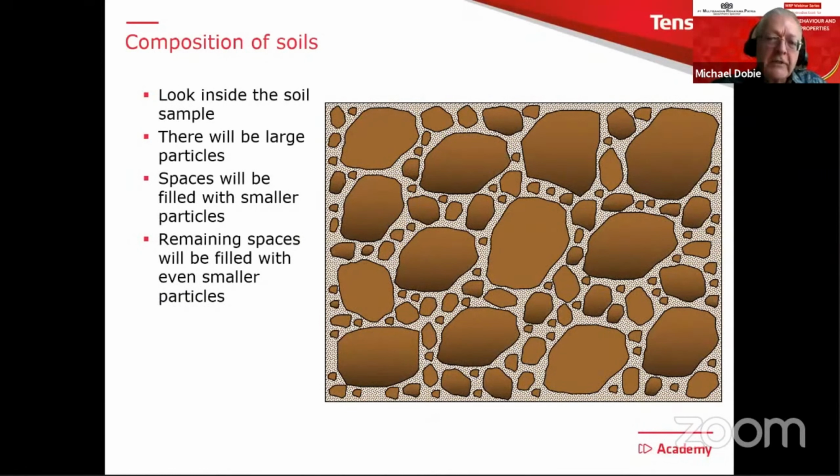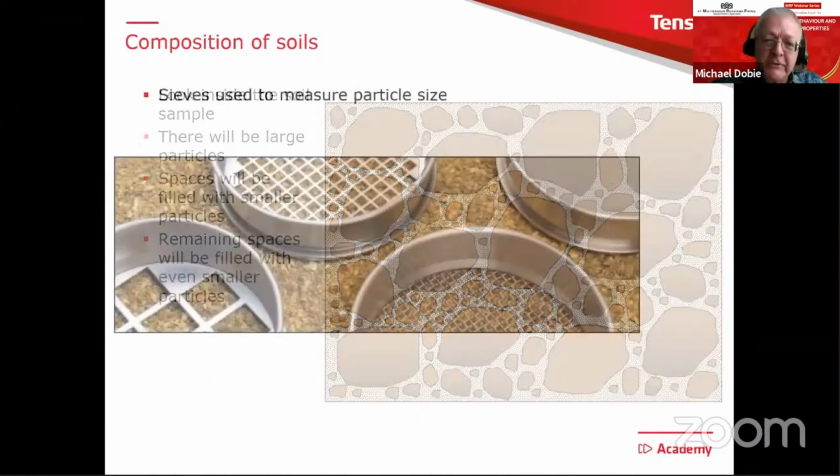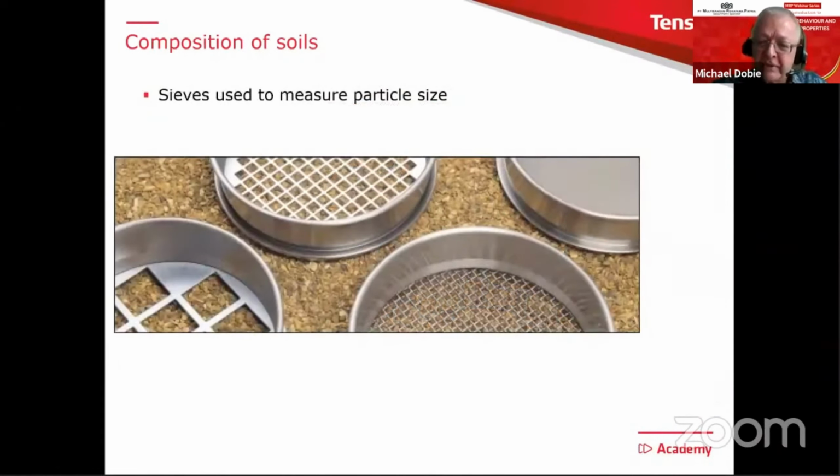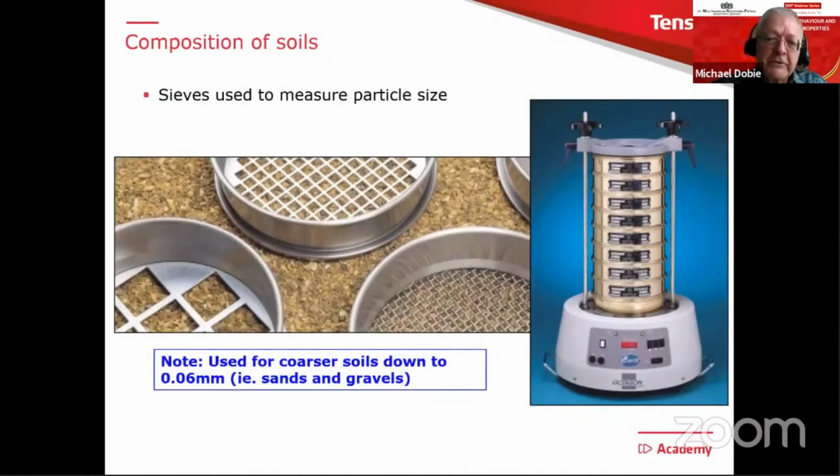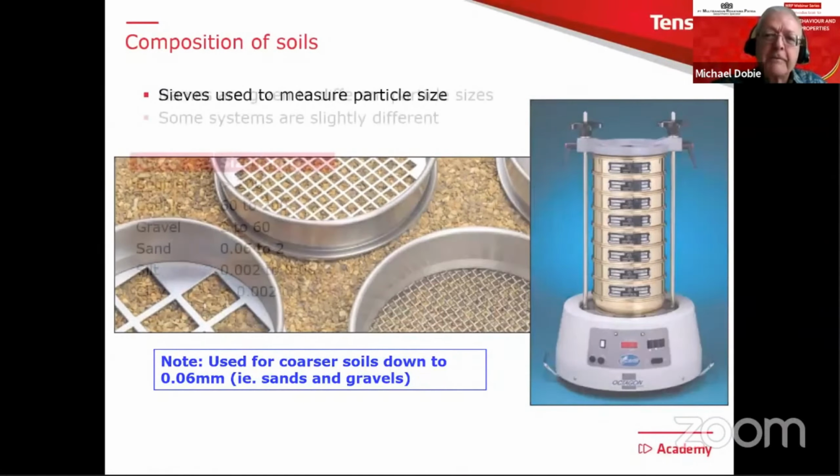And a very nice way to summarize that data is to carry out what we call a sieve analysis, where we use sieves, which look like this. These are very nice clean ones because they're from a catalog. And we pass the soil through there to find out the arrangement of the different particle sizes. And if we're lucky, we have a thing called a sieve shaker to do it. Now, sieves are used basically for the sands and gravels down to 0.06 millimeters.